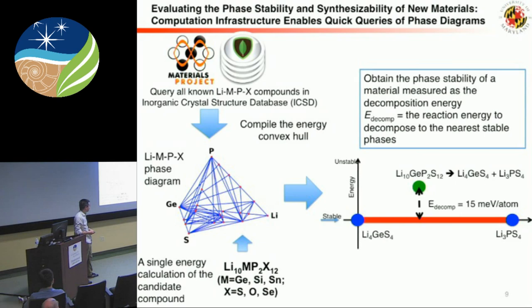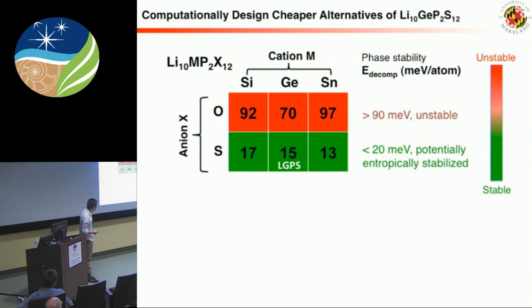So this is a quaternary phase diagram. With a new material, we can just calculate its energy, put it in this phase diagram, and evaluate its relative energy to all the phases. This gives us the relative stability of the new material, for example LGPS, with respect to all the stable phases in the phase diagram. Here we find that LGPS is slightly metastable, and its decomposition energy is fairly low, about 15 meV per atom. It tends to decompose into these two phases, lithium germanium phosphate and lithium germanium S4, both fairly well-known phases.